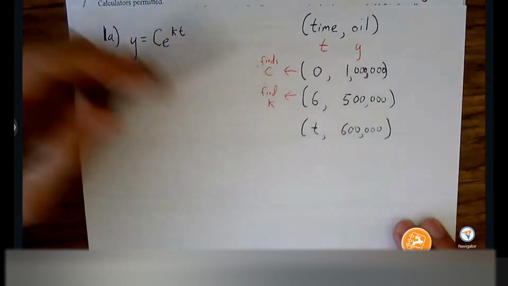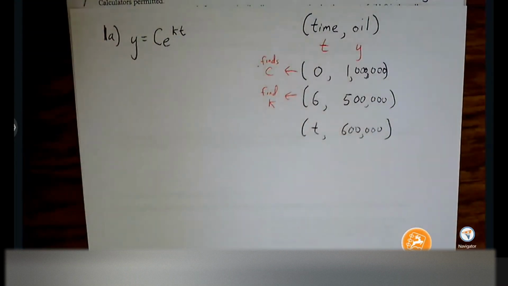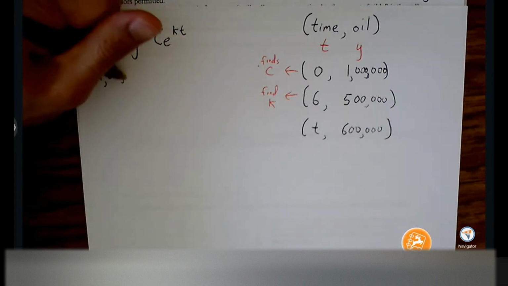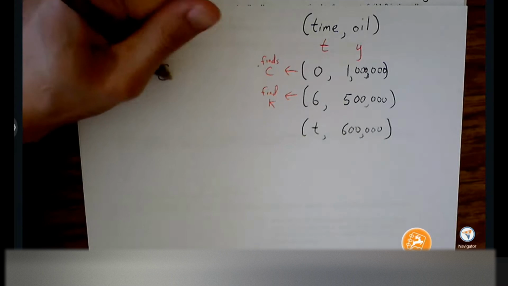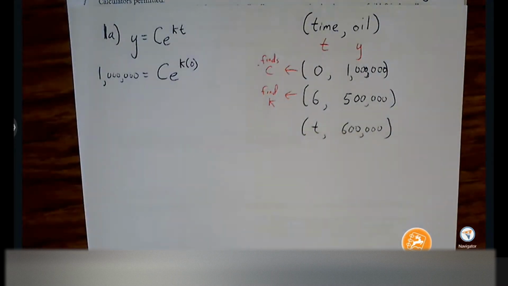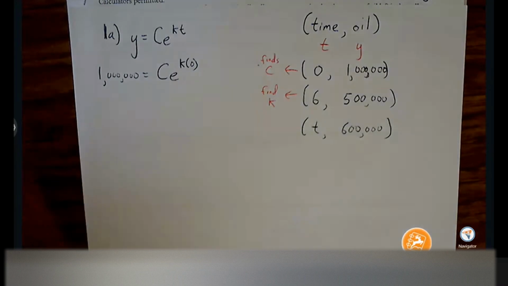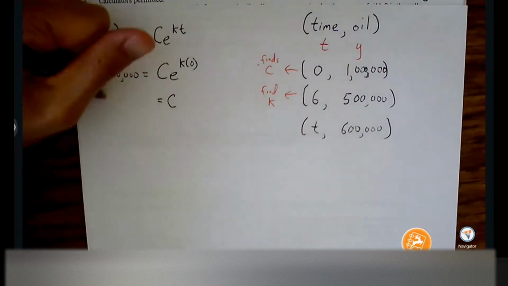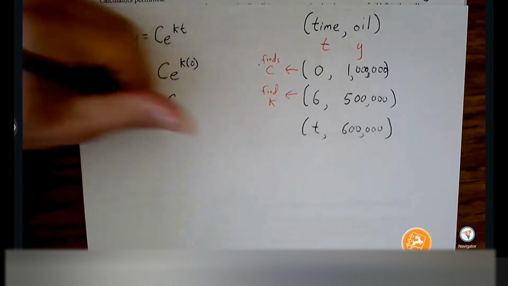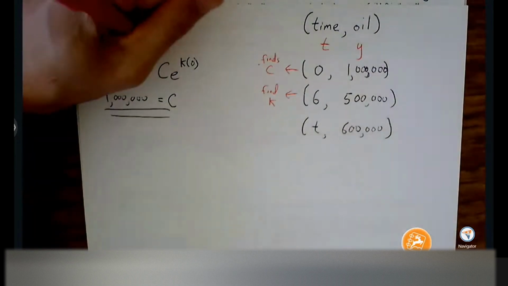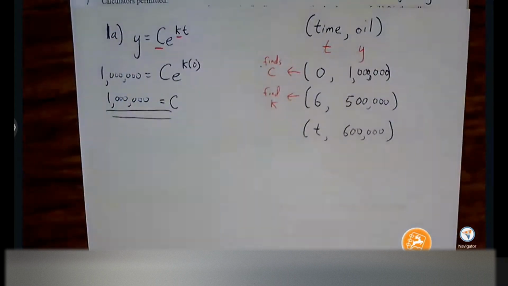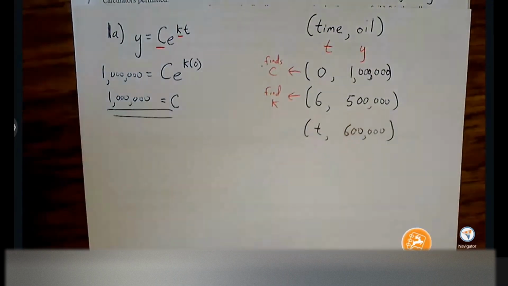All right, let's involve that first ordered pair. So 0 in for t, 1,000,000 in for y. We know e to the 0 is just going to be 1, so we know C is just going to be 1,000,000. Okay, update our equation, replace the C with the number that we just found. And then once we have that update, we can move on to the second ordered pair.